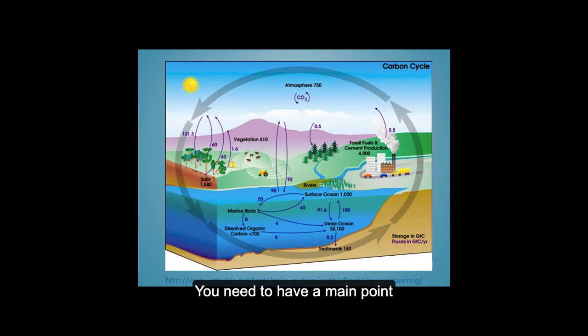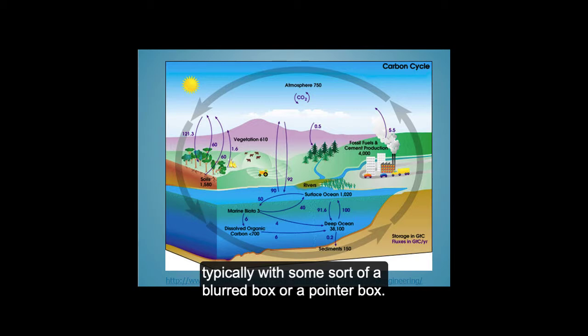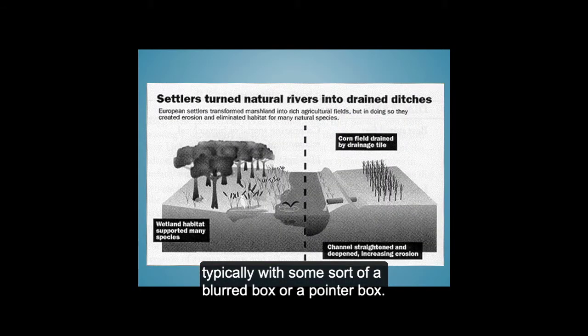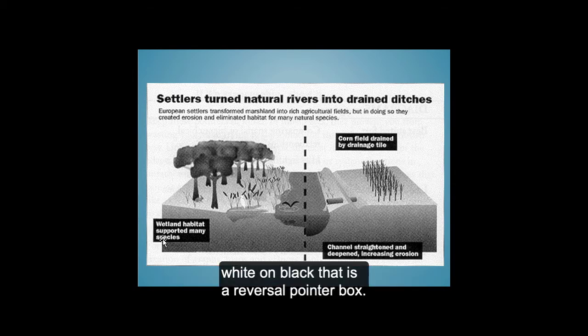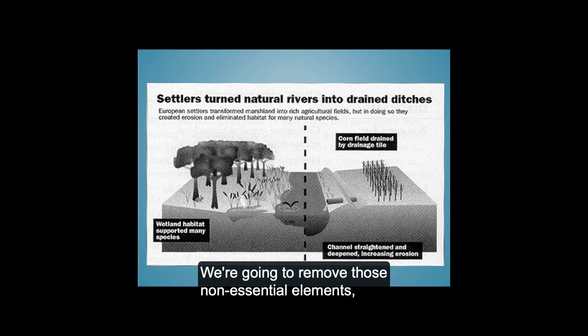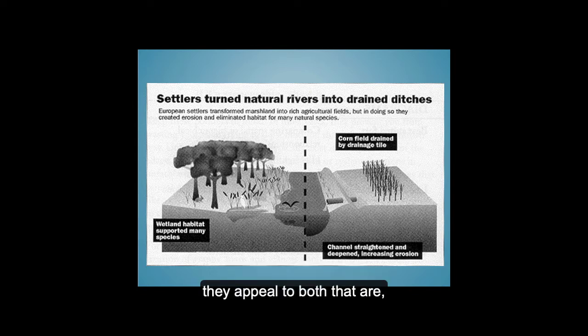You need to have a main point, typically with some sort of a blur box or a pointer box. And here you can see we have reversals of black, white on black. That is a reversal pointer box. We're going to remove those non-essential elements. The key thing with these depictions is that they appeal to both people that are involved and those that are uninvolved, because they can contain both the visual data metaphors and the simplicity.